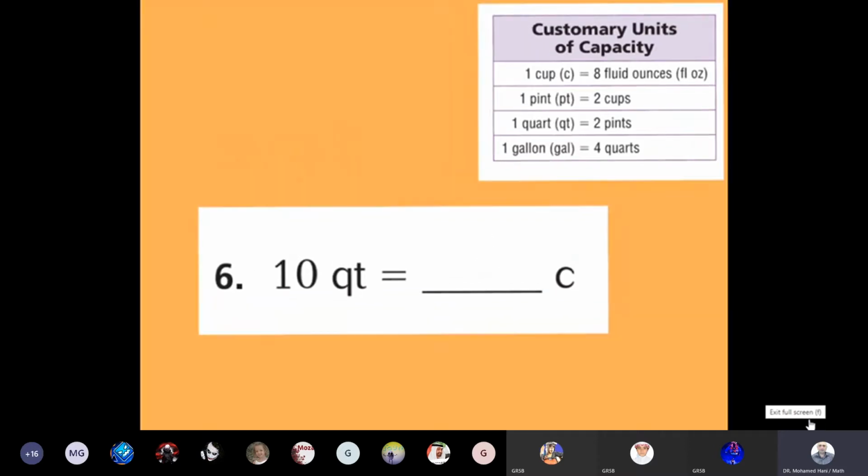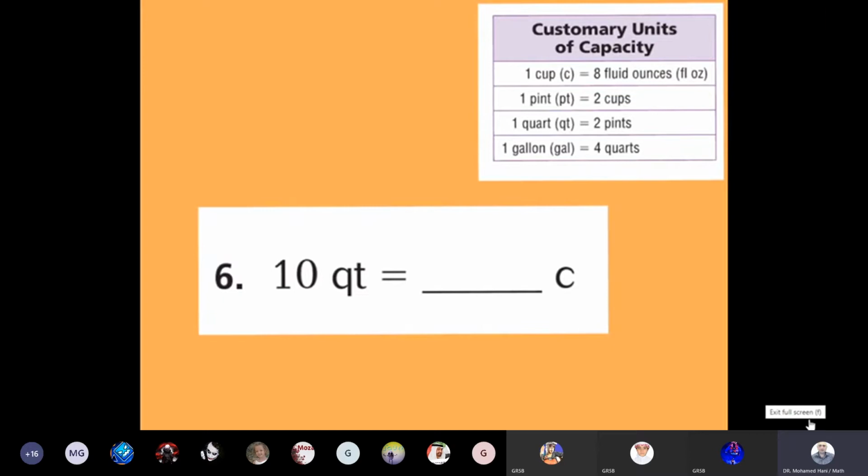Now on number 6, we're going to convert quarts to cups. We're going from a big unit down to a smaller unit. Let's look at our chart. Do we see anything up here about quarts to cups? I see pints to cups, and I see quarts to pints, but I don't see anything up here about quarts to cups. So we have to use our math skills to figure this one out.